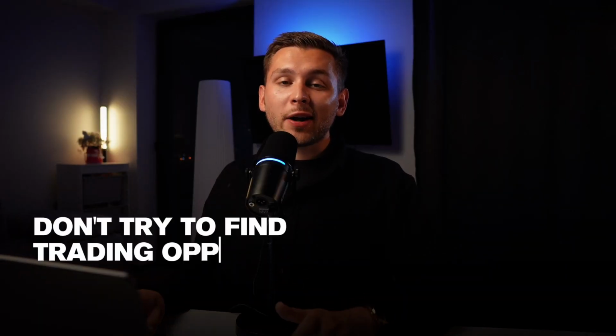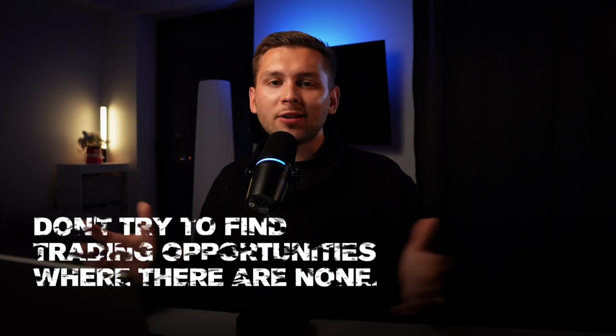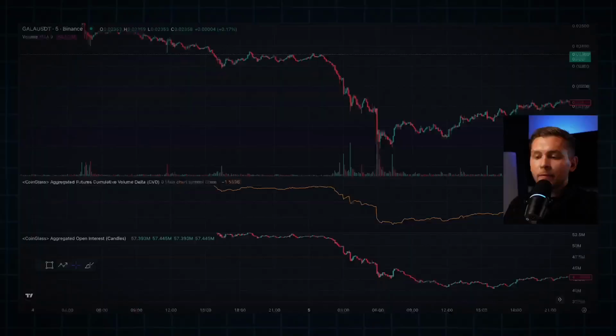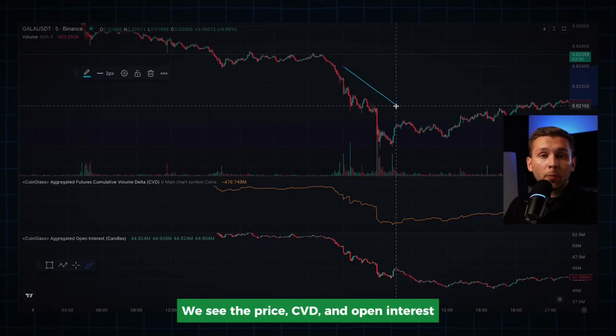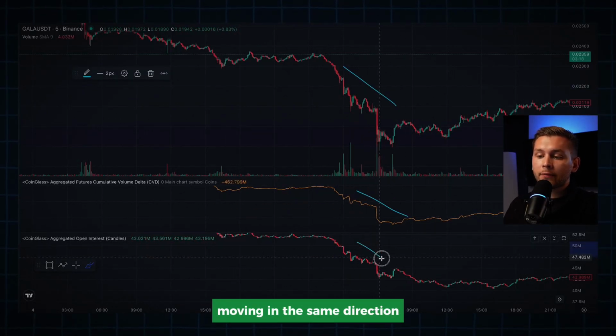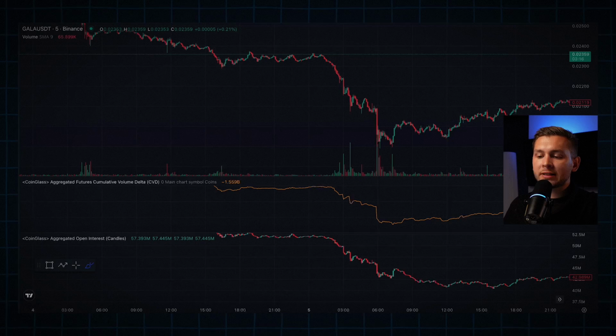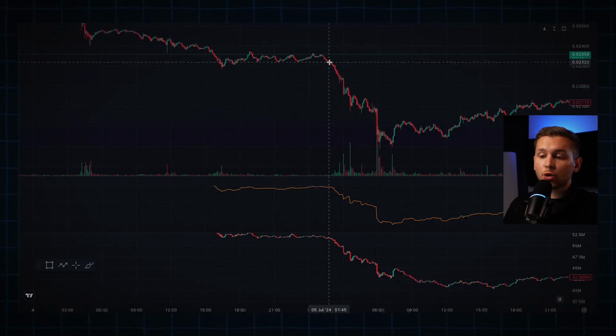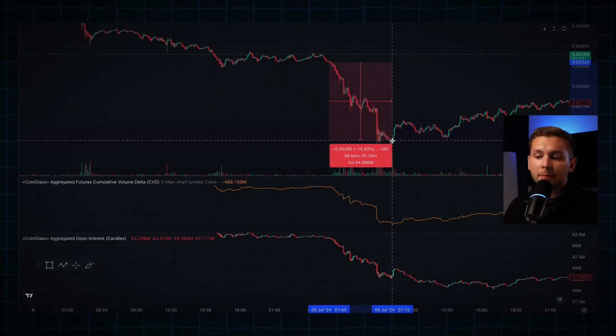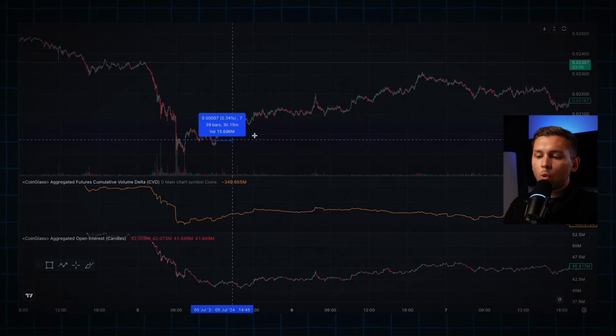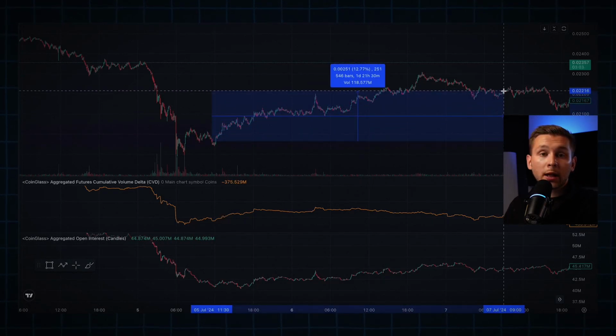Just don't try to find the trading opportunities where there are none. Another example, Gala coin. We see the price, CVD and open interest moving in the same direction after a sideways movement. This confirms a downtrend. You can trade a short position along that trend, depending of course on the market situation, or wait for the trend to exhaust to take a long position.